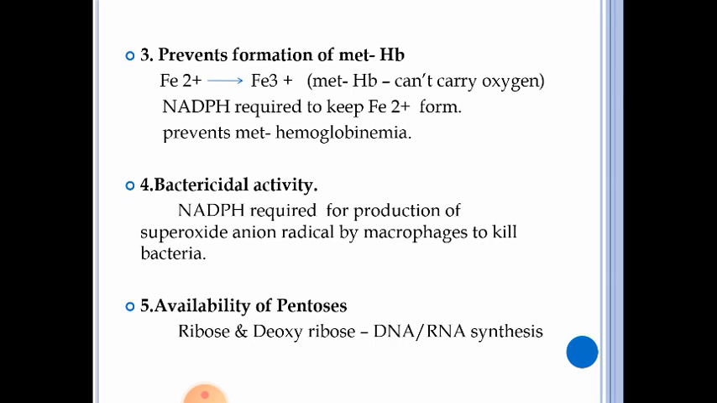Next function is bactericidal activity. NADPH is required for the production of superoxide anion radical by macrophages to kill the bacteria. Superoxide anions are what kill the bacteria. So NADPH helps in the production of superoxide anion radical, and this radical helps the macrophages in killing the bacteria. So it is also involved in bactericidal activity.